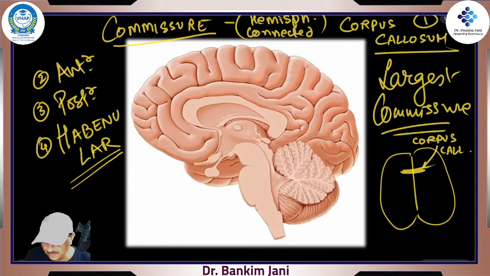So for that, first we need to draw the corpus callosum. This is the whole corpus callosum, that's why it is the largest one. Taking a red pen, this part, you saw this. This is the anterior commissure. Posterior will be situated posteriorly.